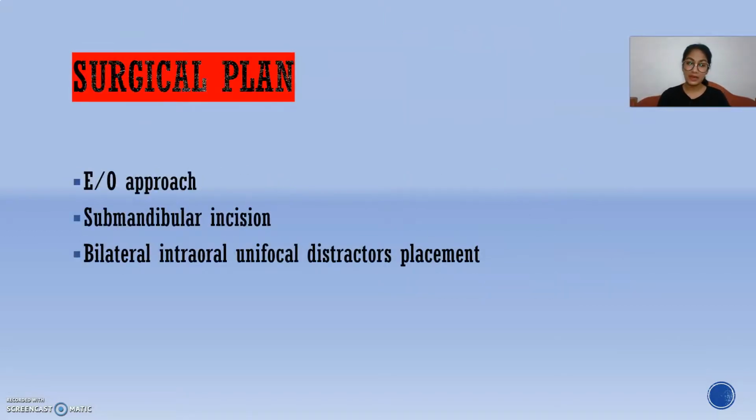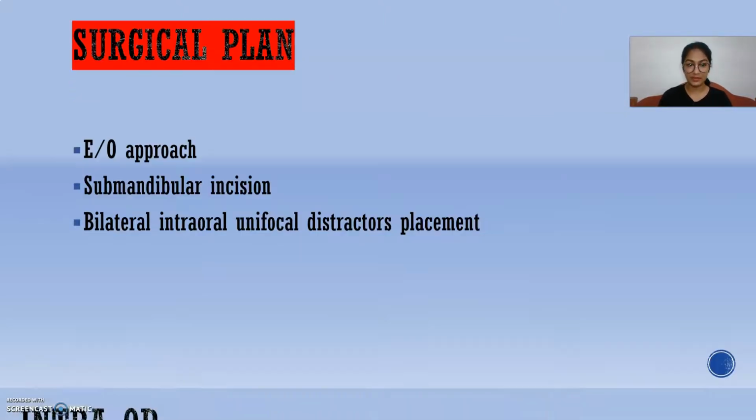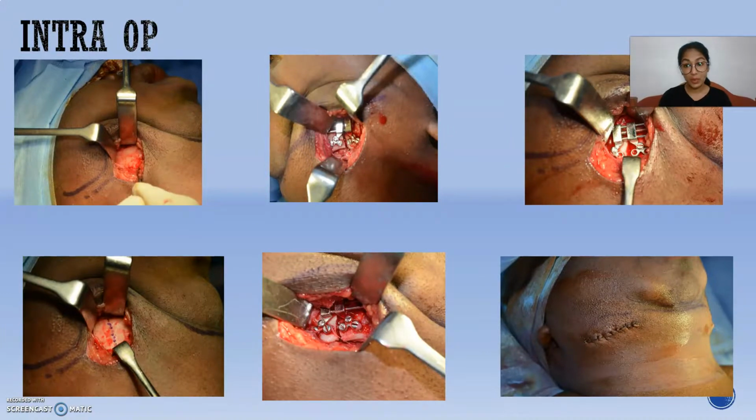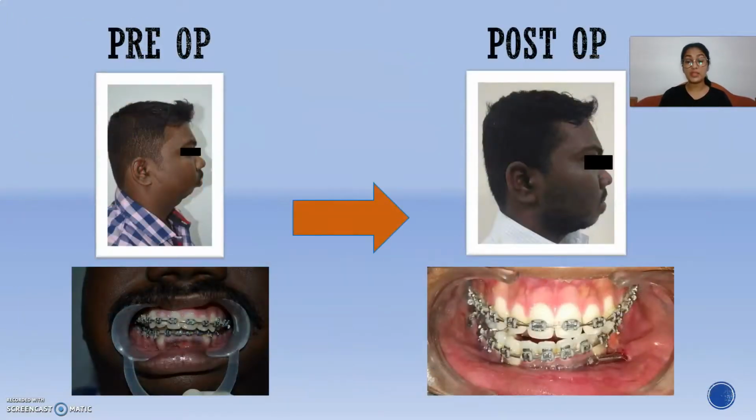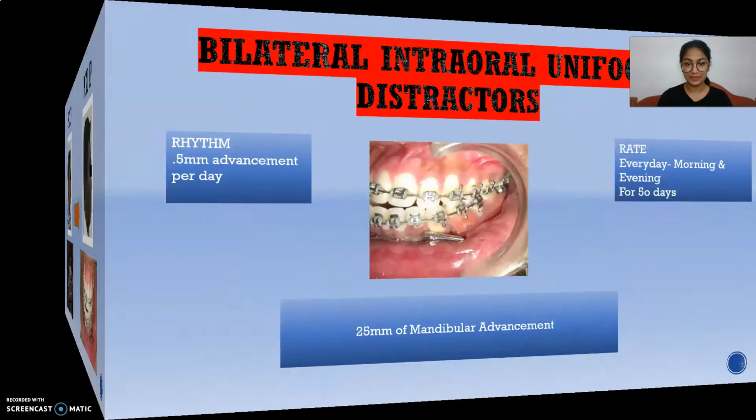The surgical plan is to place bilateral intraoral unifocal distractors. An extraoral approach, a submandibular incision, and the placement of the intraoral unifocal distractors, and the wound was closed. Post-op, the position of the mandible was improved and the pharyngeal airway had increased.